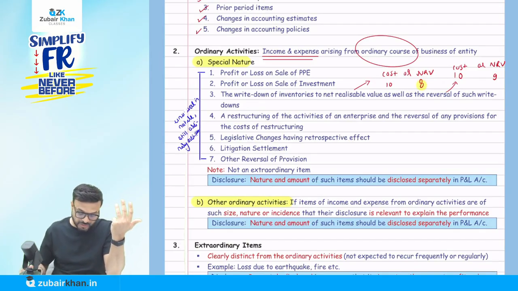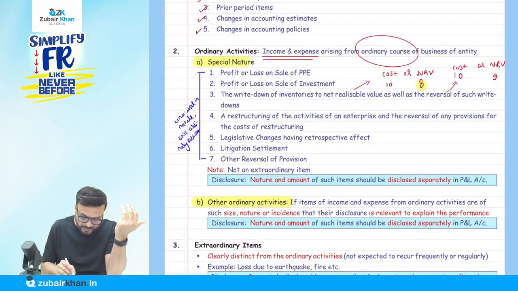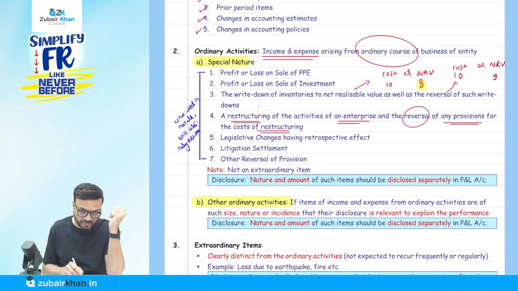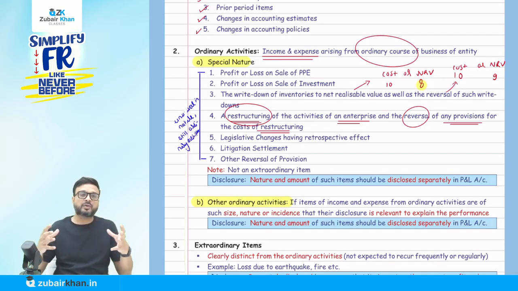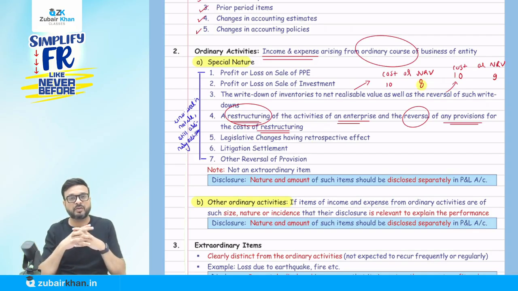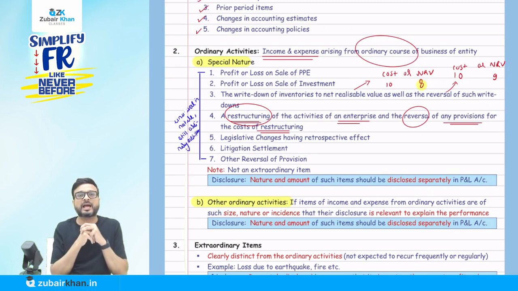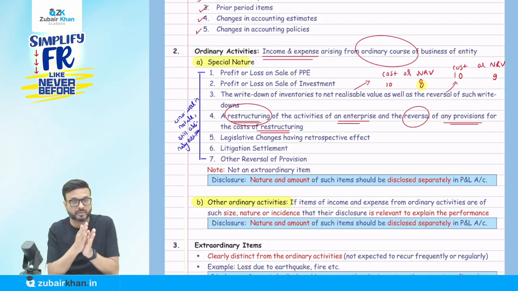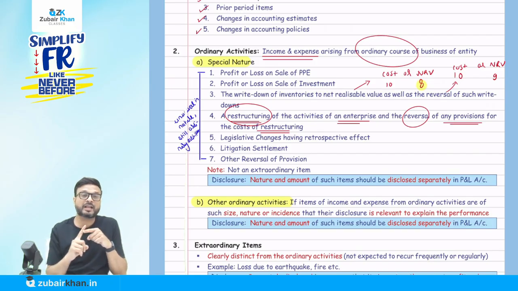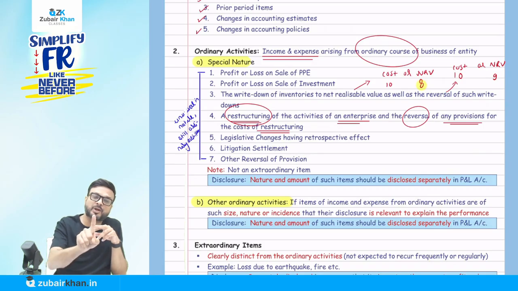Now, restructuring of the activities of an enterprise and the reversal of any provision for cost of restructuring. Understand what restructuring is. Sometimes we want to discontinue a division, for example out of 10, 1 we are closing now. So we might create a cost of restructuring. When we do the restructuring, we might give certain compensation to the employees working exclusively for that division. When we create a provision for those expenses, that is also ordinary activity but of special nature.